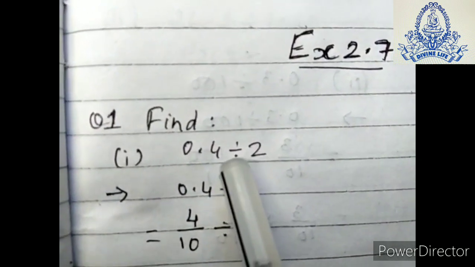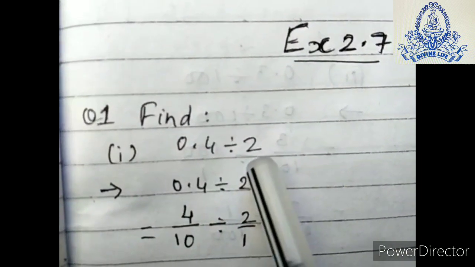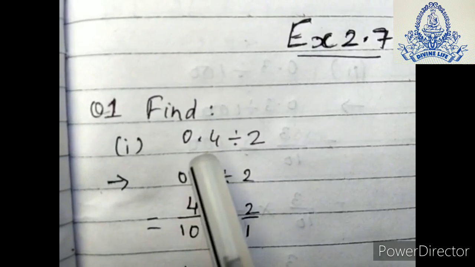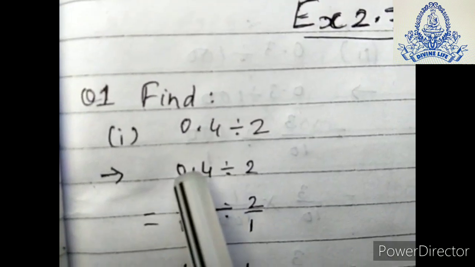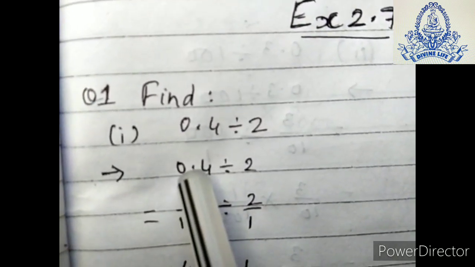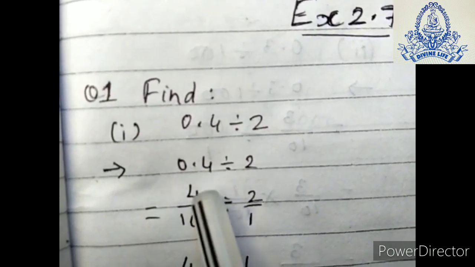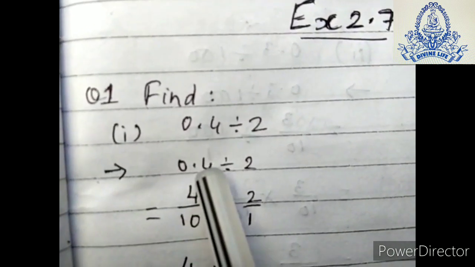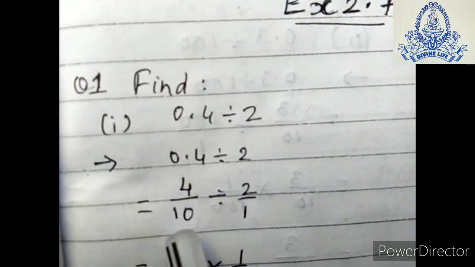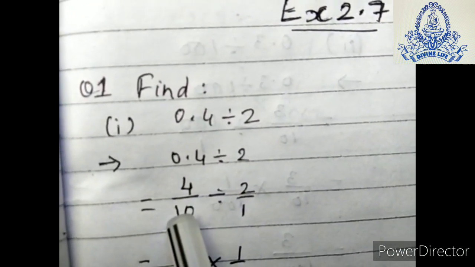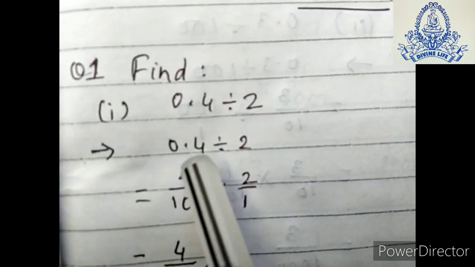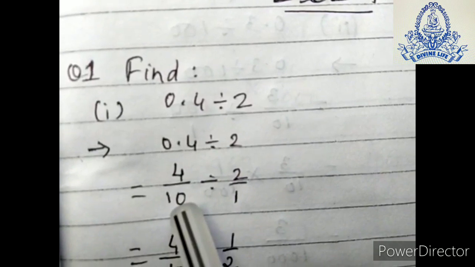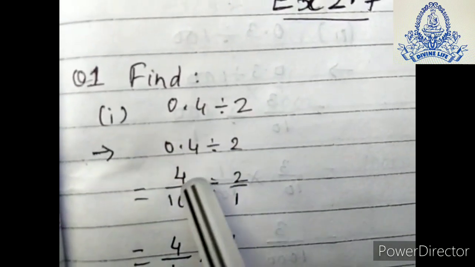So there is only one method which I will follow, and you have to follow that method, and it will be very simple to solve. You can see that 0.4 divided by 2 is the question. We will remove the decimal point. Before the decimal point there is a 0, and after the decimal point we have only one digit, that is 4. So 0.4 will become 4 upon 10, as after the decimal point only one digit is there, so after 1 you take one 0.